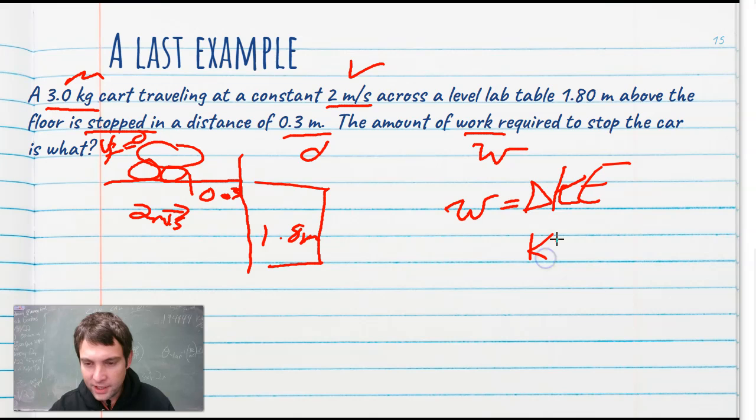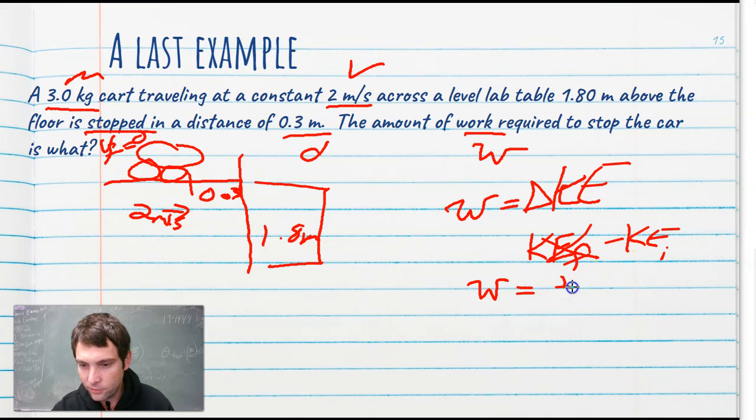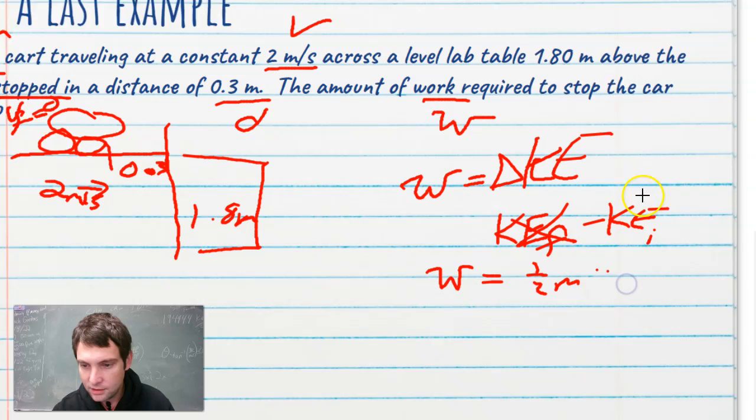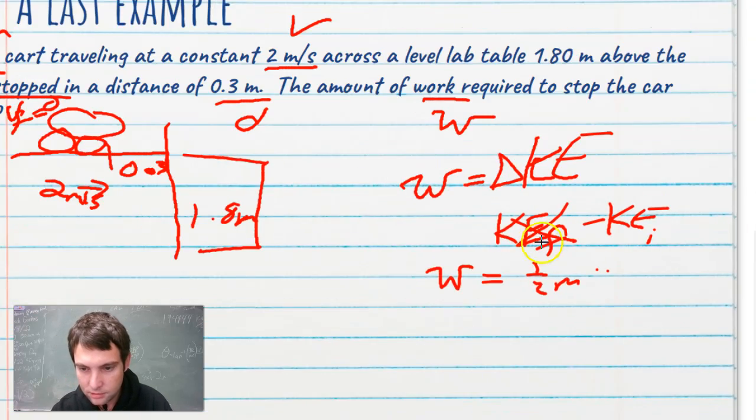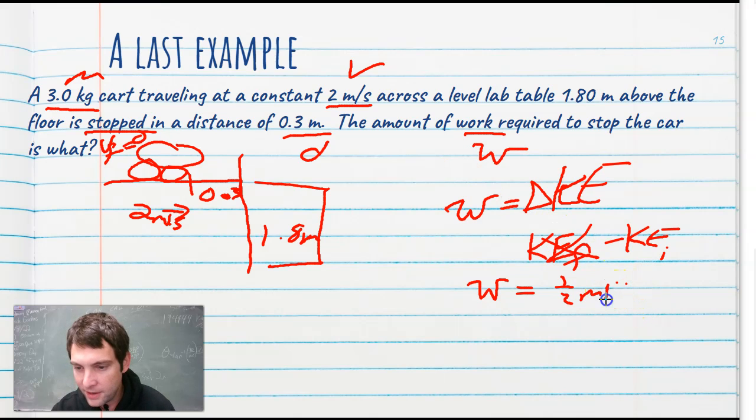So we have our final kinetic energy, which is 0, minus our initial kinetic energy. So that goes away. The amount of work is what we're trying to solve. And we have 1/2 mv squared. Here we go. What's happening? 1/2 mv squared here. Now, you may be asking what happened to the negative.